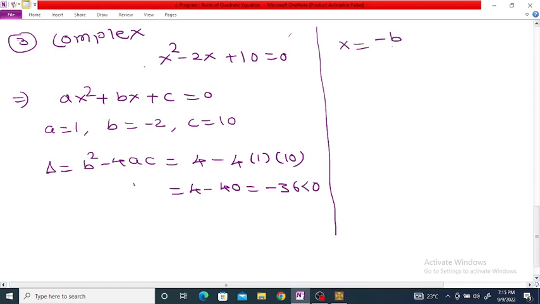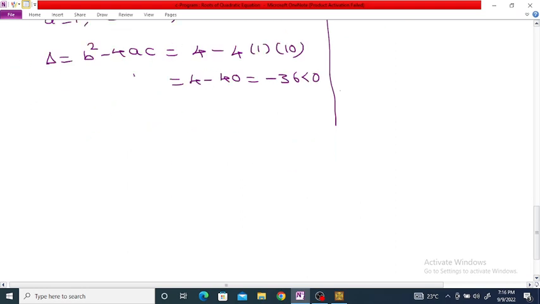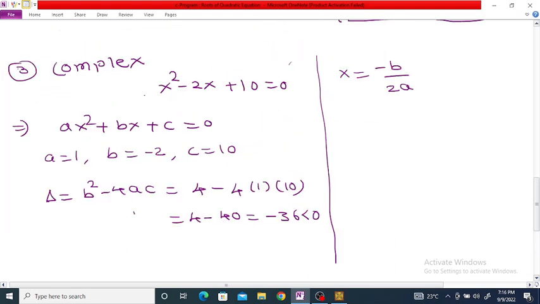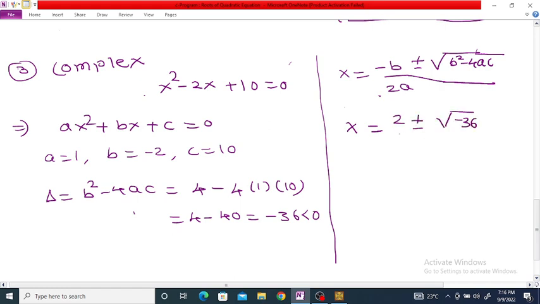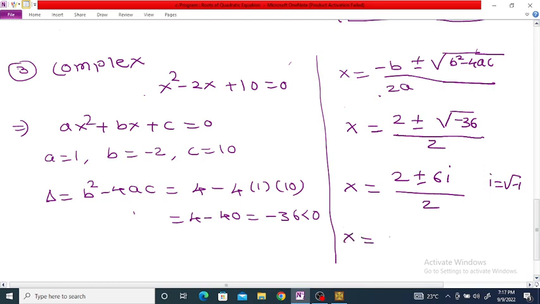Here next we want to determine the value of x. Here x is equal to minus b plus or minus under root of b square minus 4ac divided by twice a. So x is equal to minus b, so it is 2, plus or minus under root of minus 36 divided by twice a, so it is 2. So x is equal to 2 plus or minus under root of 36, so it is 6 iota divided by 2. What is iota? Iota is equal to square root of minus 1. Since roots are complex, x is equal to 1 plus 3 iota, and x is equal to 1 minus 3 iota.